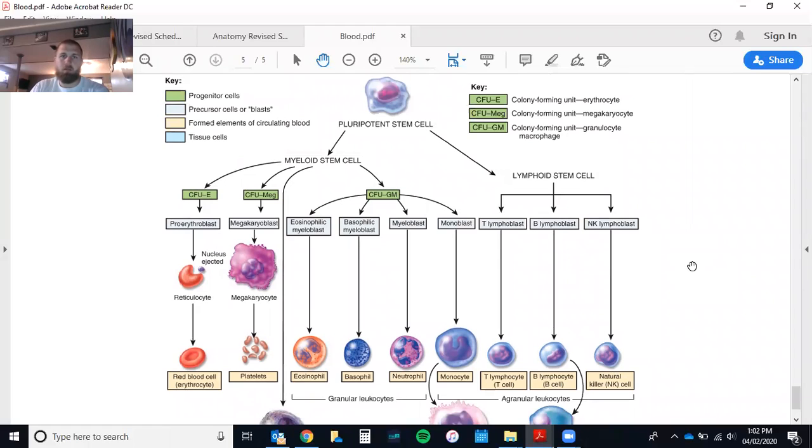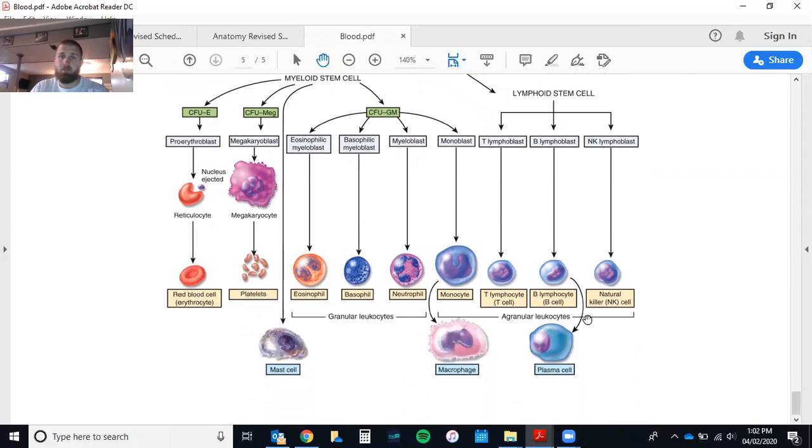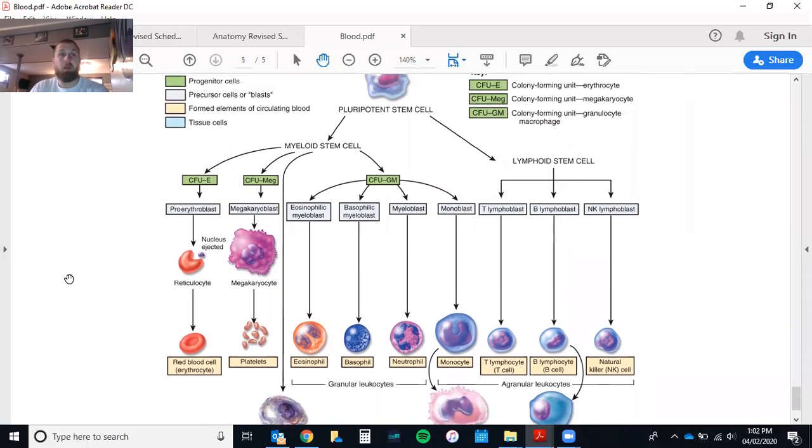Not an important figure to study for the exam, but it is something I wanted to point out because it shows you that pretty amazing step-by-step process where we go from one type of cell to just about any other type of cell. Not any other, but many others.